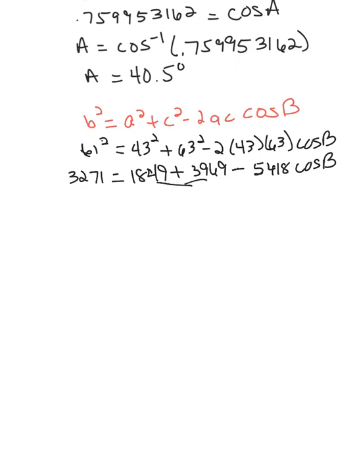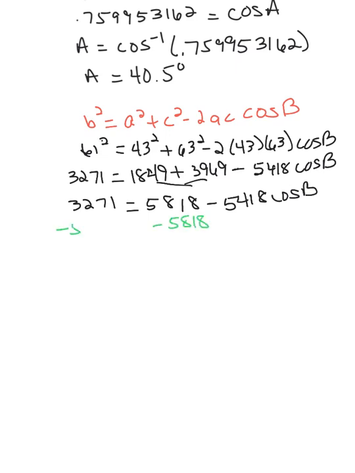Put our like terms together, we're going to have 3271 equals 5818 minus 5418 times the cosine of B. Subtract the 5818. So we get negative 2097 equals negative 5418 times the cosine of B. Divide both sides by the negative 5418.